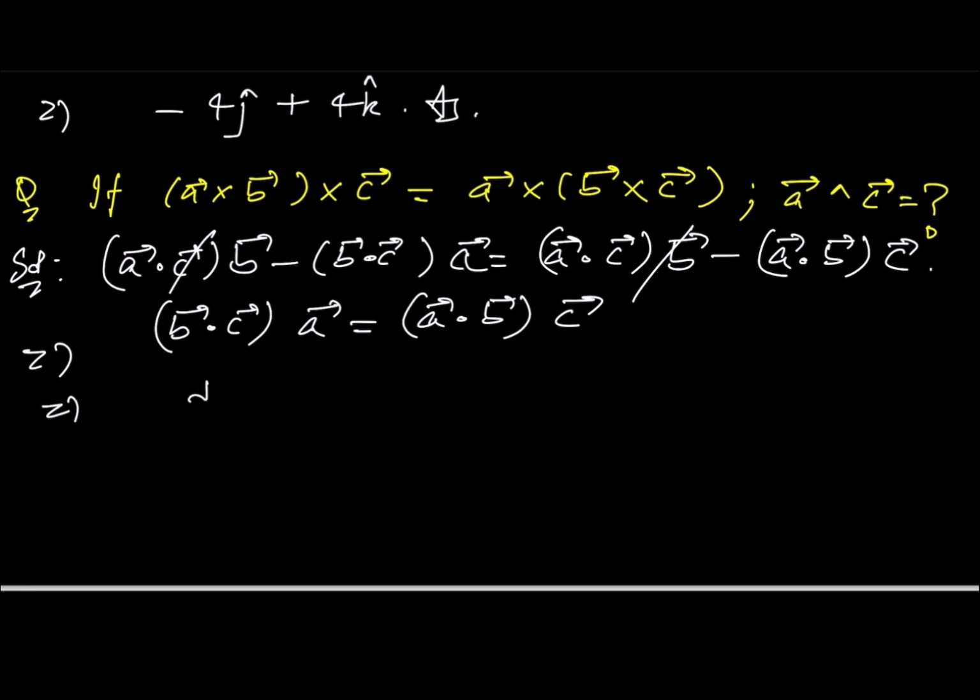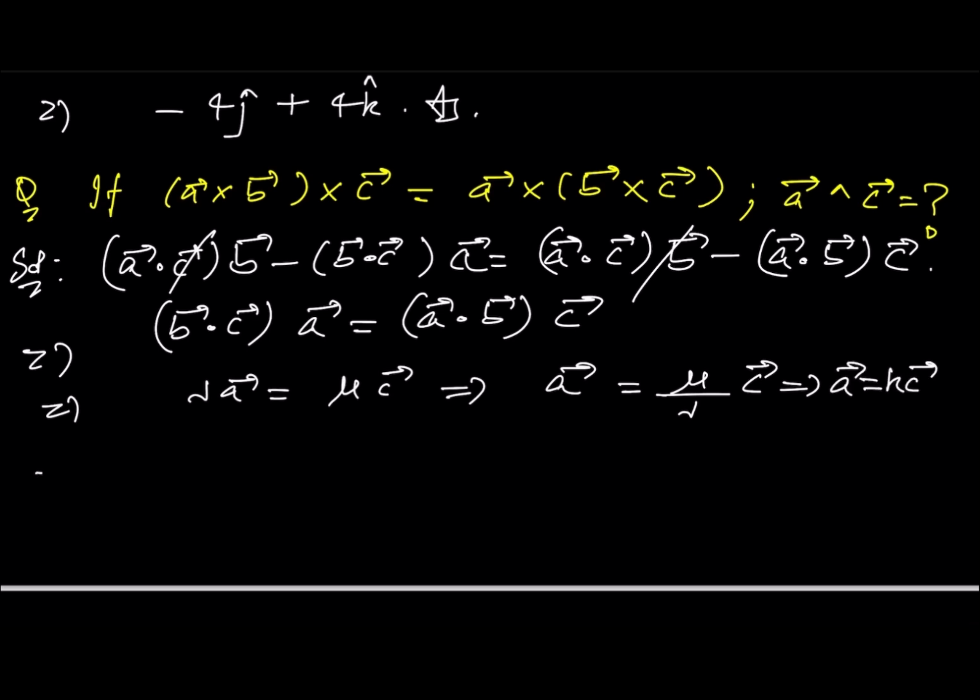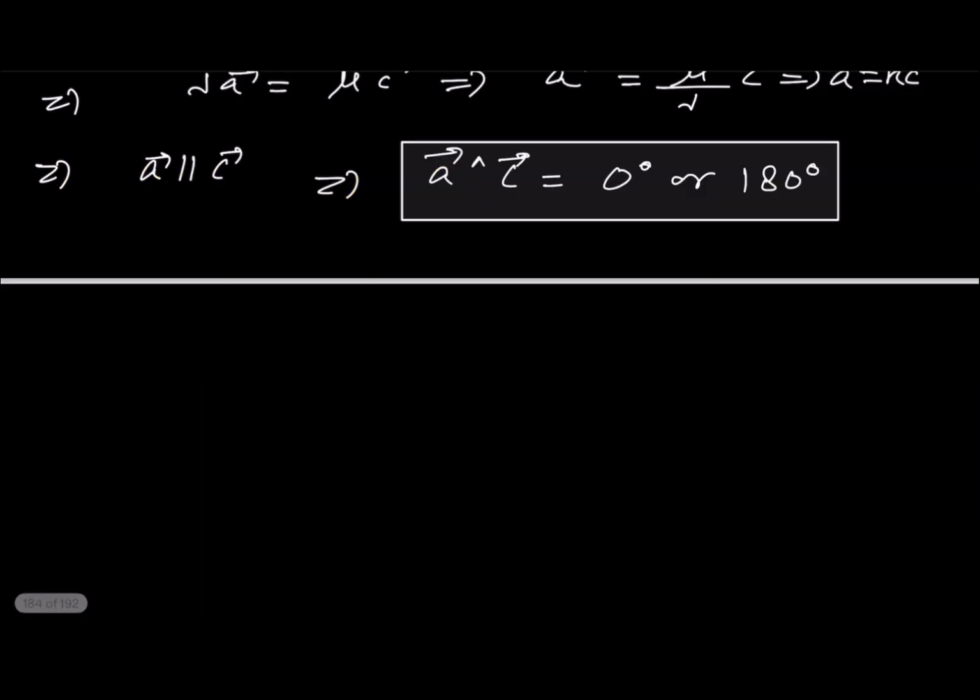Okay, this is lambda A vector is equal to mu C vector, or you can write A is equal to mu by lambda C vector, or this is like A vector is equal to K C vector. So from here we can say A vector is parallel to C vector, right? So the angle between A vector and C vector is either 0 degree or 180 degree. Okay, let's take another question.